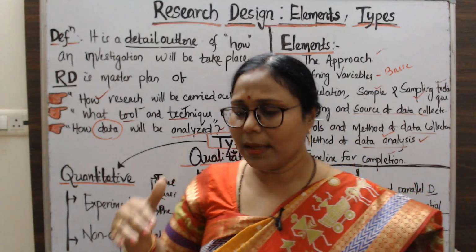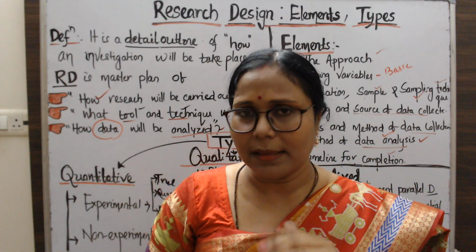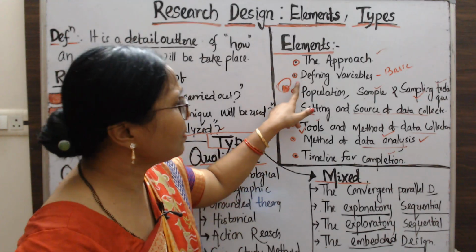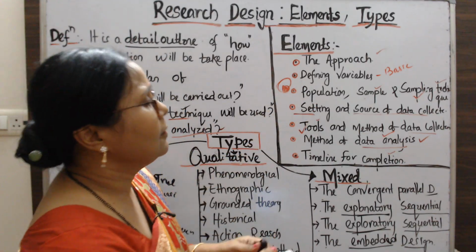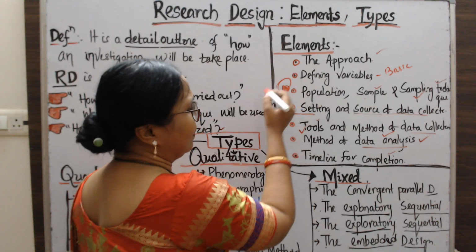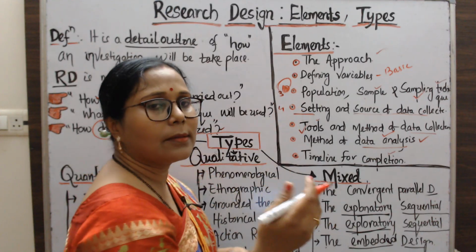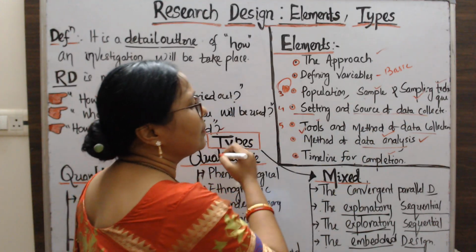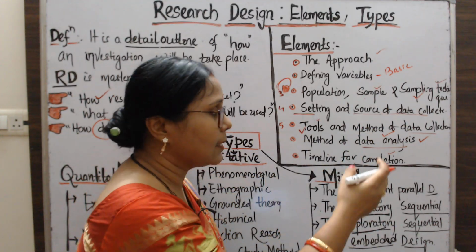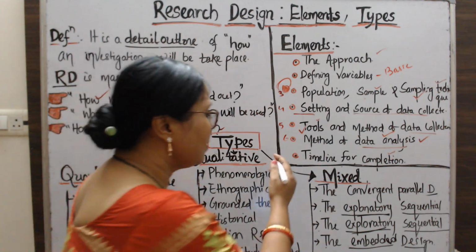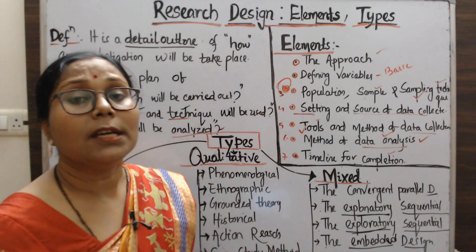Under the research design, there are seven elements. The first is the approach. Second is defining the variables. Third is the population, sample and the sampling technique. Fourth is the setting and the source of data collection. Fifth is the tools and methods of data collection. Sixth is the method of data analysis. And the seventh is the timeline for completion.